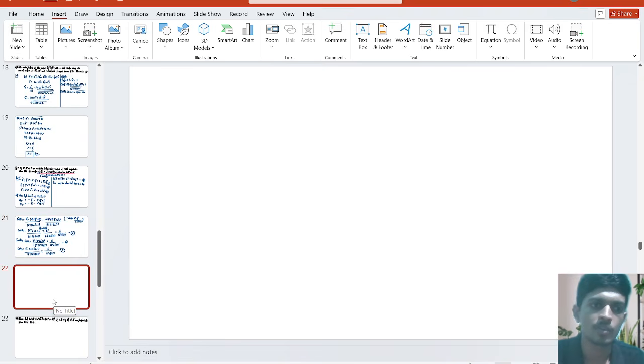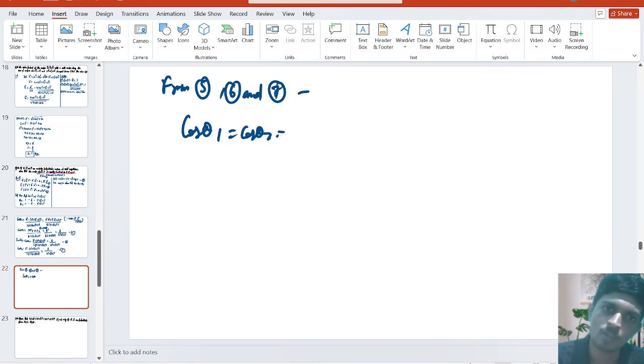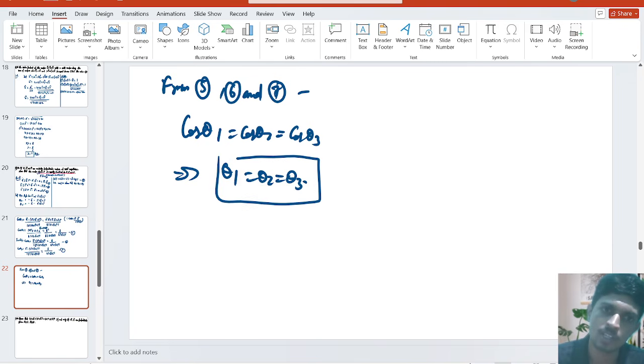Okay, from equations 5, 6 and 7, we get cos theta 1 equal to cos theta 2 equal to cos theta 3. It is only possible if theta 1 equals theta 2 equals theta 3. I hope it is clear to you. Hence proved. I hope it is clear to you.